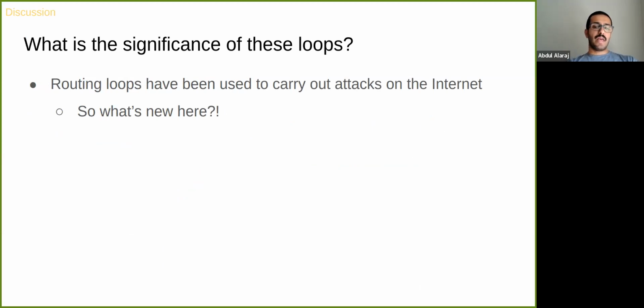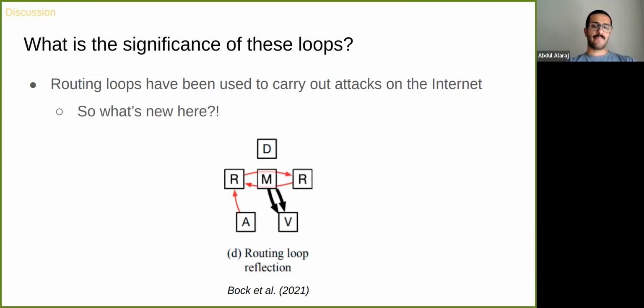Finally, we examine the significance of the routing loops we find. So routing loops have been used to carry out attacks on the internet. So what's really new here? To provide some context, 2 years ago, a new TCP reflected amplification attack was discovered, which in part leverages censoring middle boxes inside routing loops.